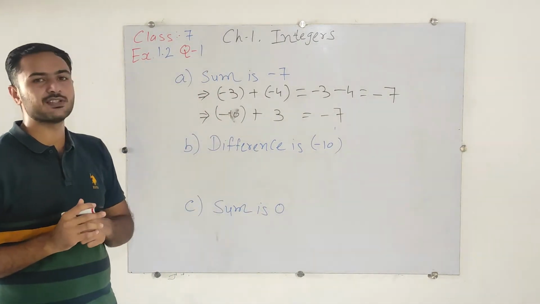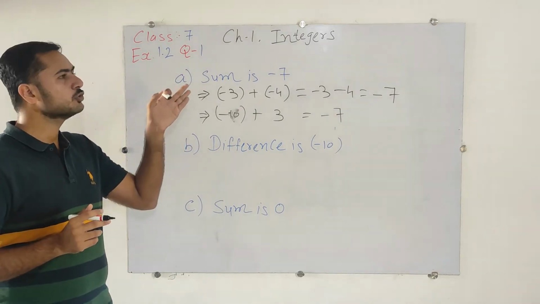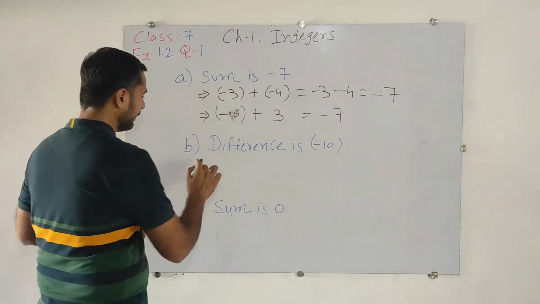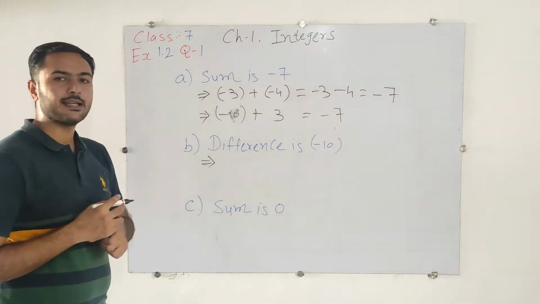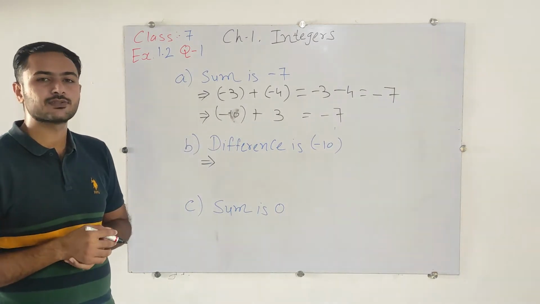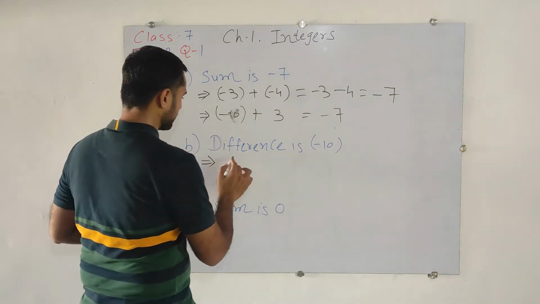The second one is the difference. In the first one, we used the sum. Now in the second one, we have to use the difference. So how will we do it? The difference should be minus 10. Difference means we will subtract, and it should be minus 10.